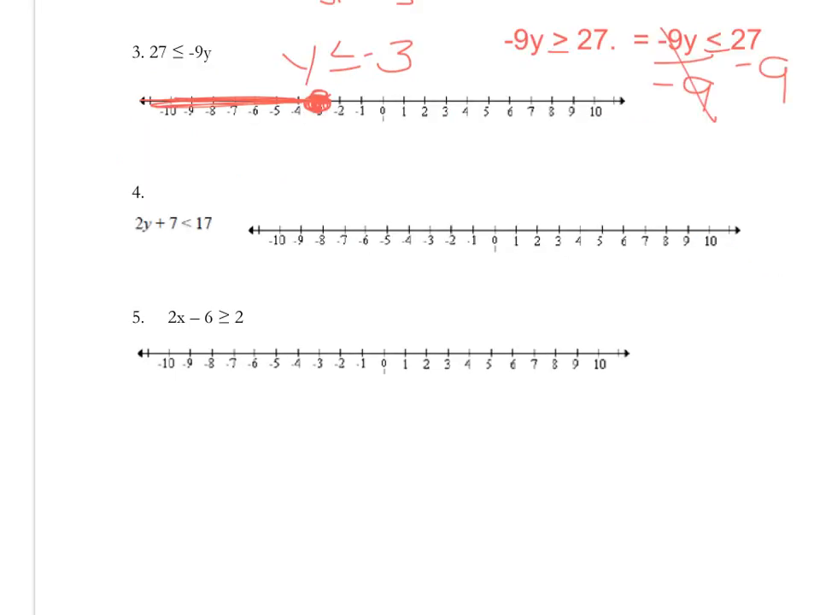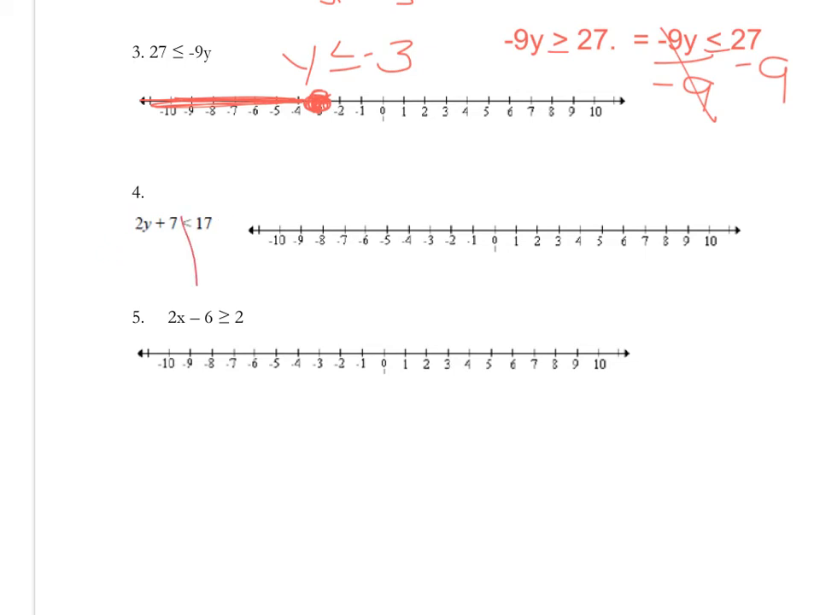We've got 2y plus 7 is less than 17. I don't have a negative with my variable, so I'm not going to need to be doing any multiplying or dividing, so I don't need to flip this. My variable is already on the left side, so I don't need to rewrite it to make it on the left side. So now I'm simply just going to solve this.